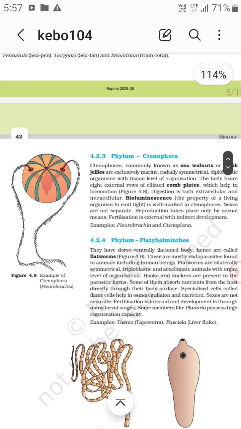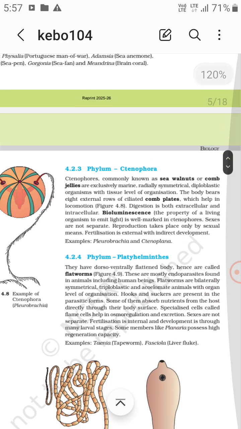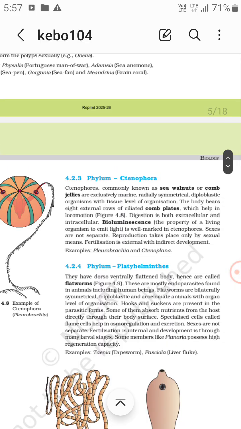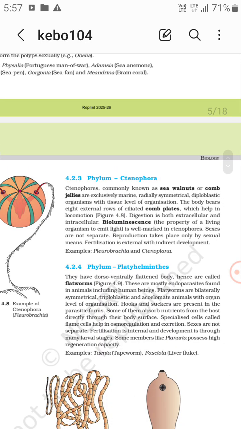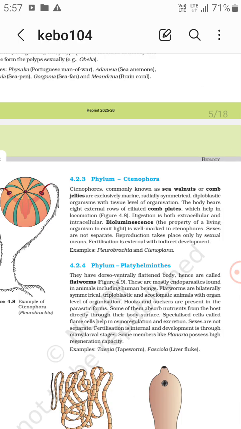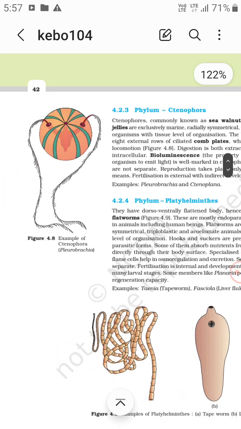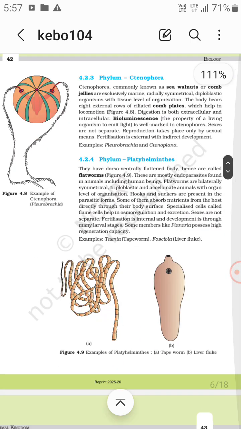So phylum Ctenophora. Ctenophores, commonly known as sea walnuts or comb jellies, are exclusively marine, radially symmetrical, diploblastic organisms with a tissue level of organization. The body bears 8 external rows of ciliated combs, which help in locomotion. Now they show bioluminescence, and the sexes are not separate. Reproduction takes place only by sexual means. Pleurobrachia and Ctenoplana are the examples of Ctenophora.